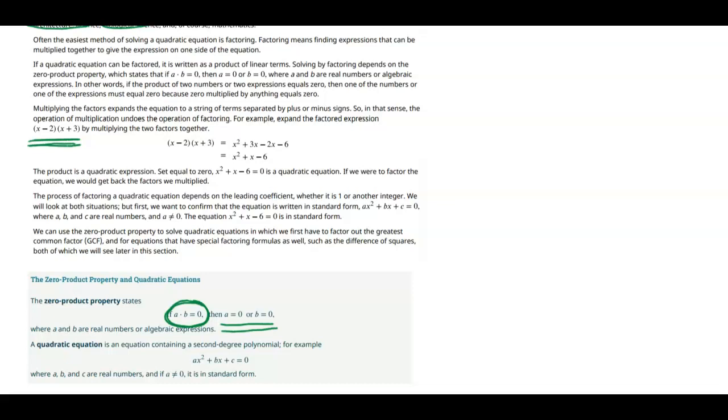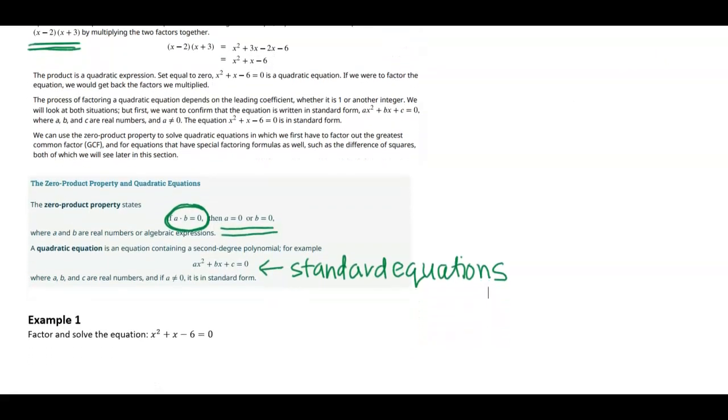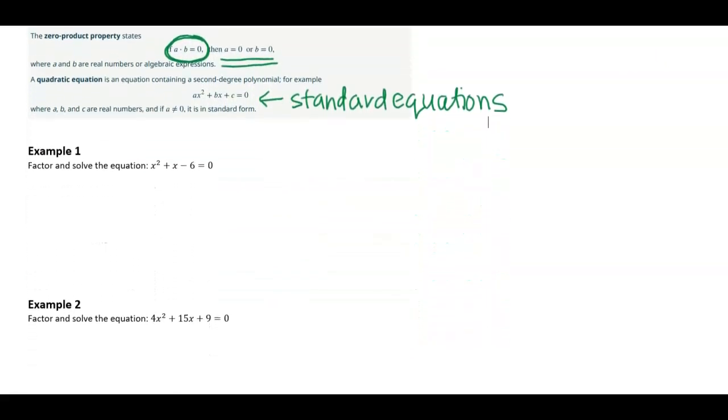Again, this is going to be our standard form that we write our quadratic equations in. I obviously skipped a lot of the text explanation here, so if you would like to pause and read through this and take notes yourself, you are more than welcome to do so. All right, let's get into some practice here.